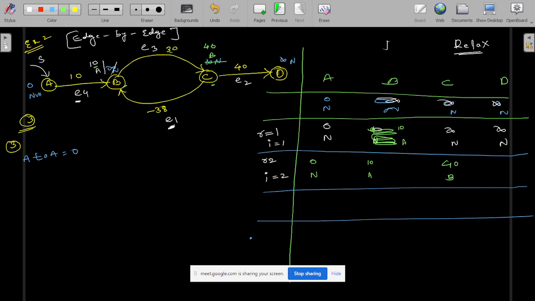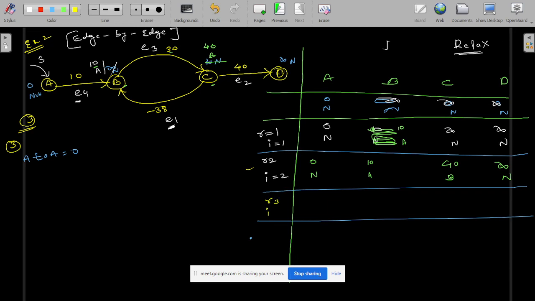Okay, again D value, does anything change? No. Infinite and null. Okay, done. Correct? Everyone okay? Round 2 understood? 0 null, again 10A, again 40B, again infinite null. That is over. Round 2 is over. Let's check with round 3.